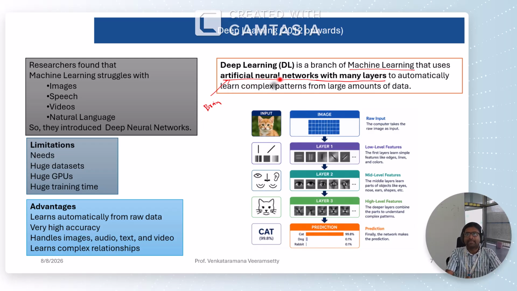So deep learning uses artificial neural networks with multiple layers to automatically learn very complex patterns from a large amount of data. Identification of highly complex patterns is very difficult using machine learning, so deep learning comes into the picture. To understand highly complex patterns, we need to use a large amount of data.